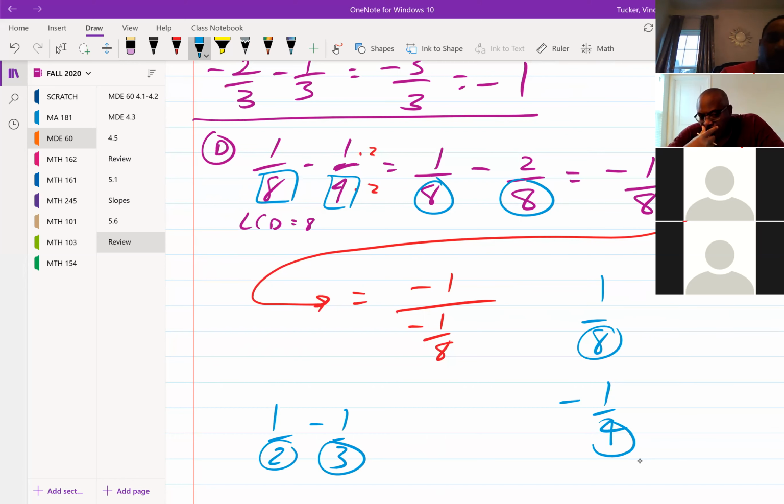So since my least common denominator is 8, you ask yourself, what do I multiply 4 by in order to get 8? That'll be 2. Whatever you do to the bottom, you have to do to the top.